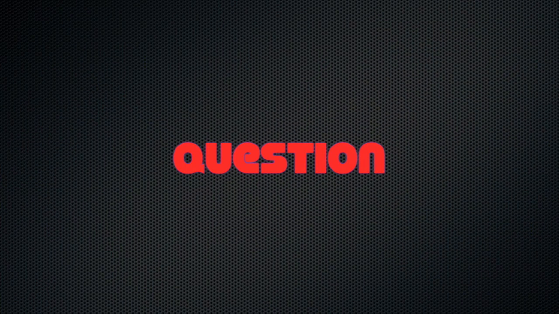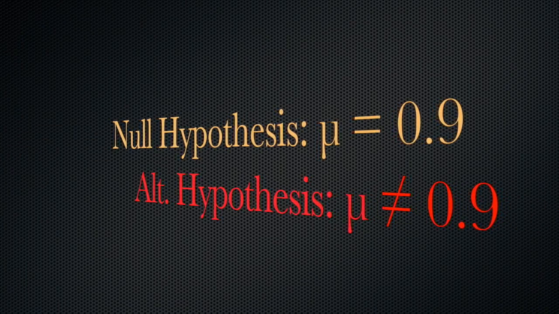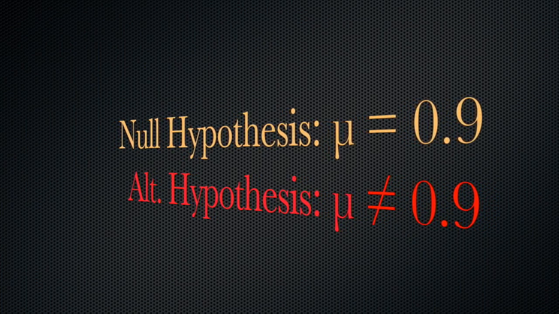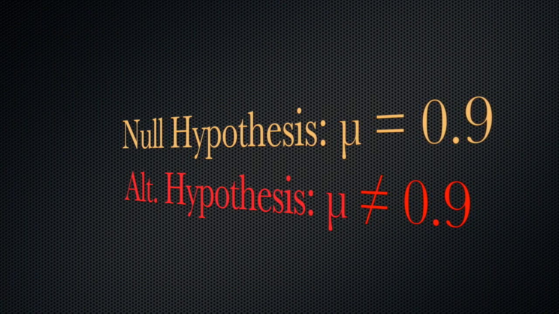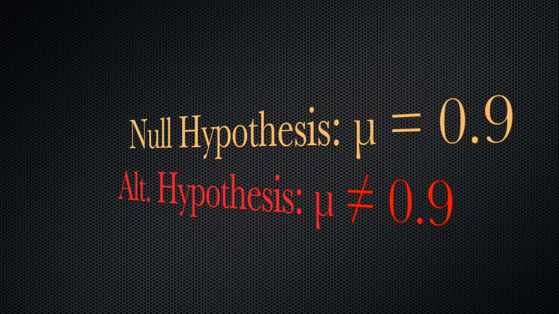Our question for our experiment is, are the average number of siblings for students at Eastview the same as the national average, which is 0.9? For our parameters for this specific test, we are testing the true mean number of siblings for students at Eastview. Our null hypothesis is the true mean number of siblings for students at Eastview is the national average, 0.9, and for our alternative hypothesis, it is that the true mean number of siblings for students at Eastview is not 0.9.